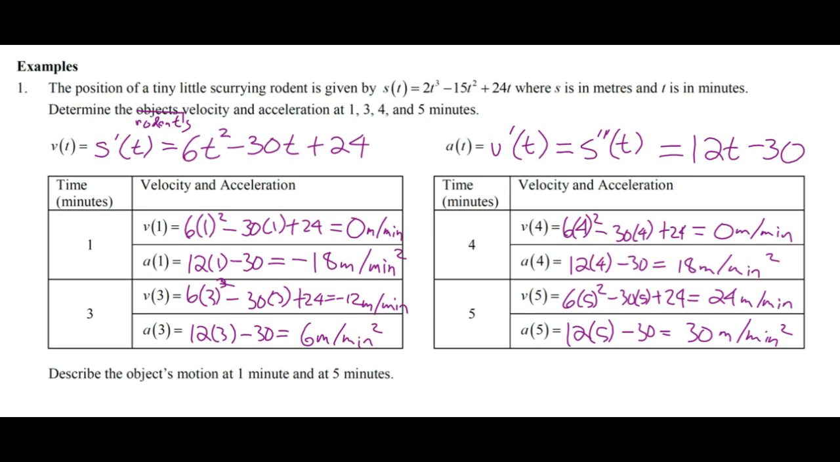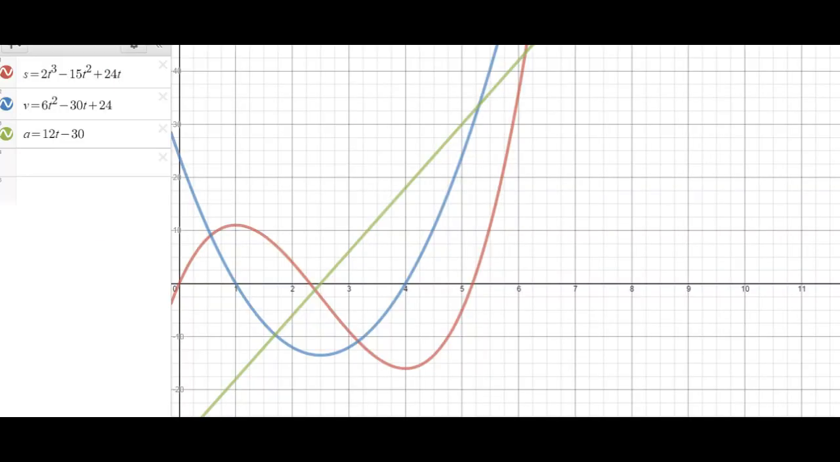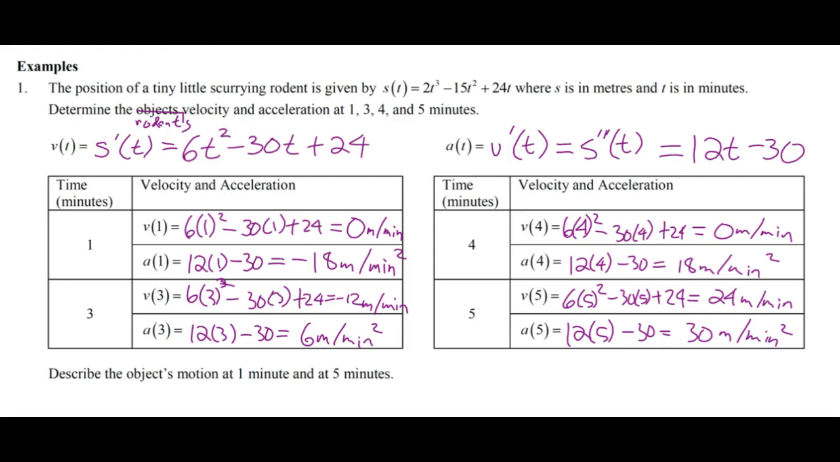So what's happening at 1 minute? It's going nowhere, right? Its velocity is zero, so it's stopped. So at 1 minute, it's stopped. Let's go back here. One minute. So here it is, right? It's run away from its starting point and has been startled by something, perhaps, and has stopped, and then it's going to run back towards. And what was the next thing? So we should write that in. So at 1 minute, the rodent has stopped.